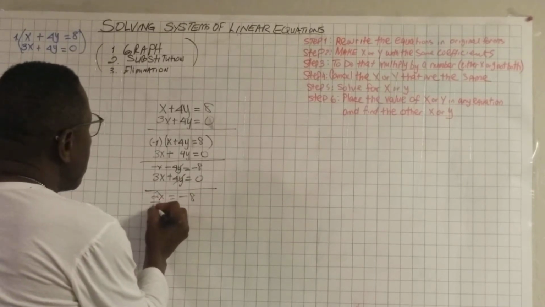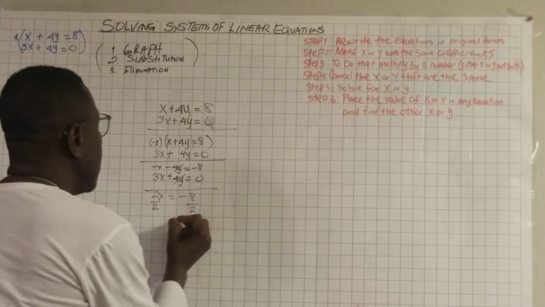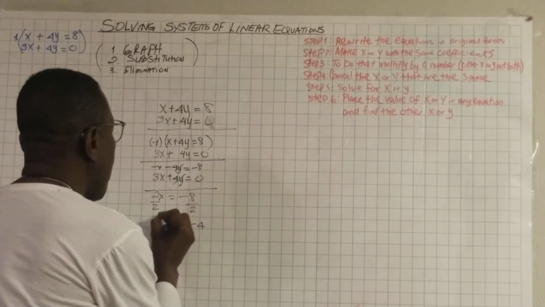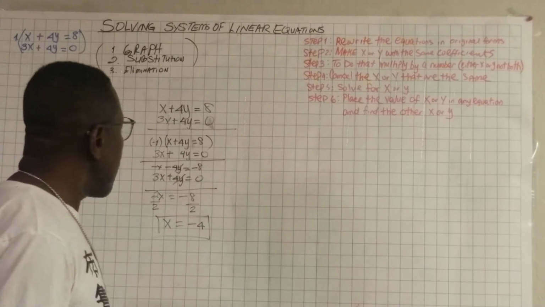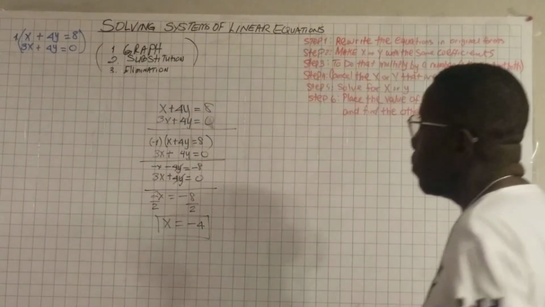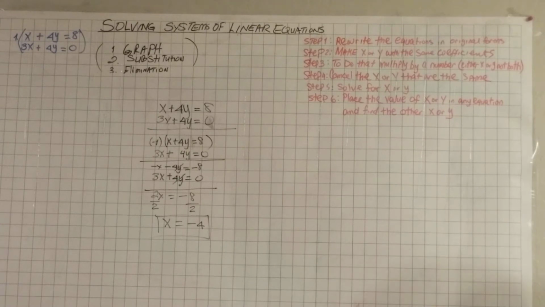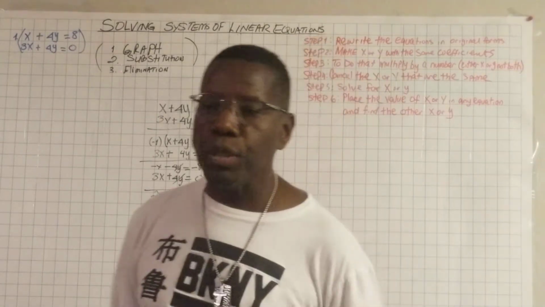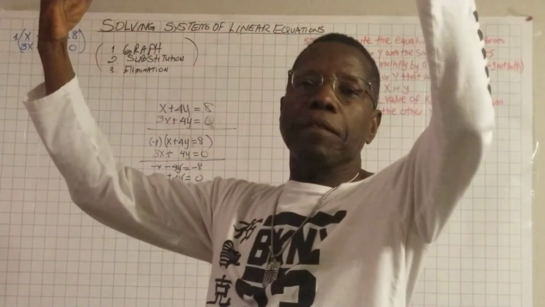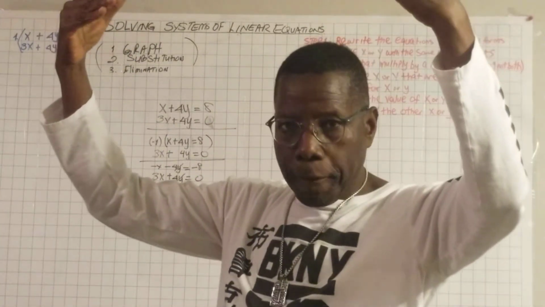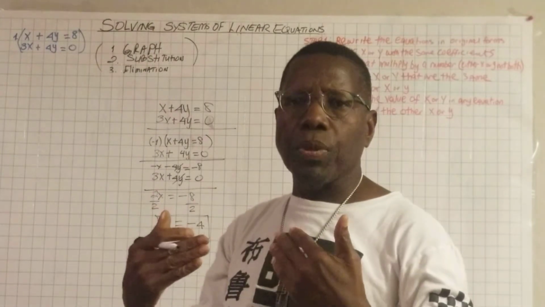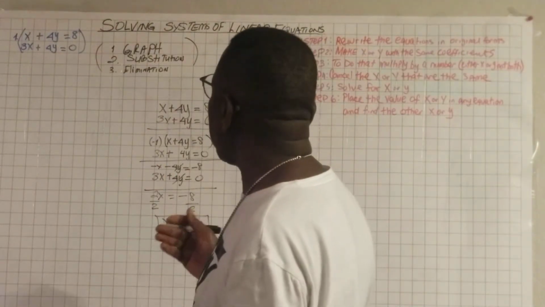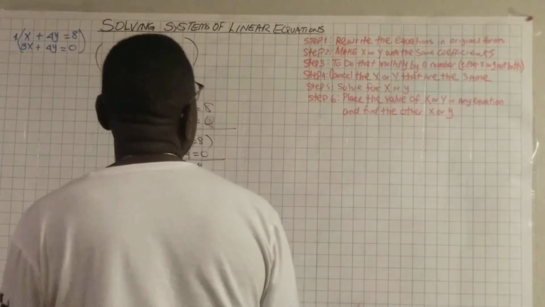Divide by 2, divide by 2, x is equal to minus 4. So we found x by elimination to be minus 4. So then what we do next is we take that value and put it in any of the equations that we started with, and that will help us to find y. So let's go ahead and put that value, x equal to minus 4, into one of the equations. Let's take the second one.